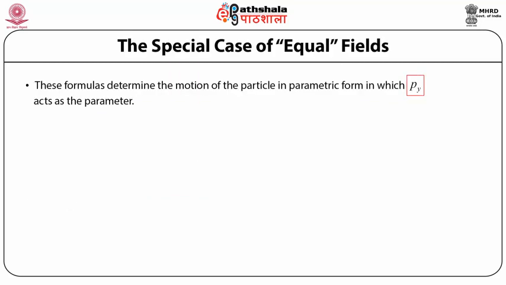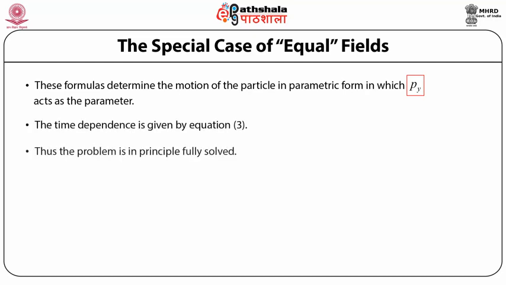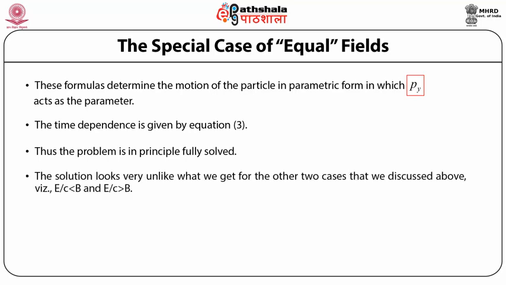These formulas determine the motion of the particle in parametric form, in which py acts as the parameter. The time dependence is given by equation 3. Thus, the problem is in principle fully solved. The solution looks very unlike what we get for the other two cases that we discussed above, that is E by C less than B and E by C greater than B.